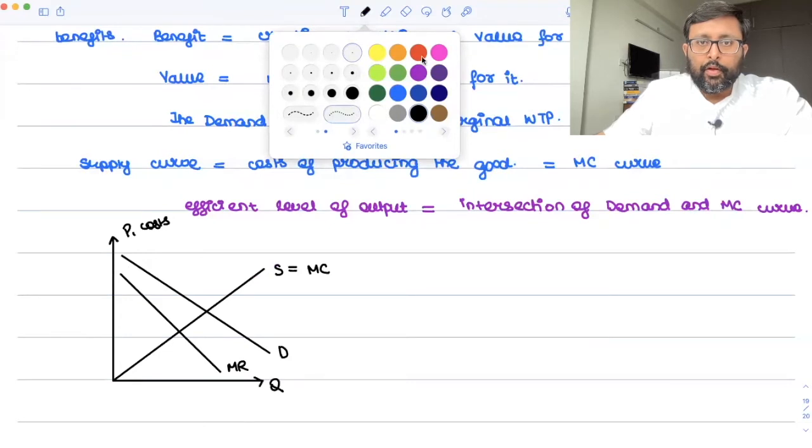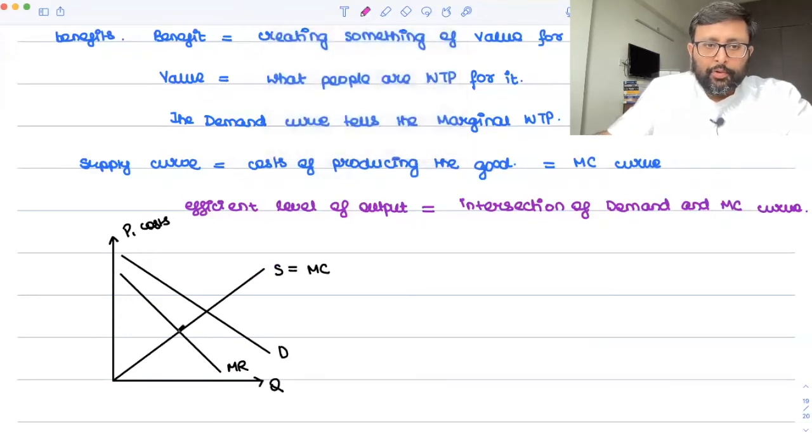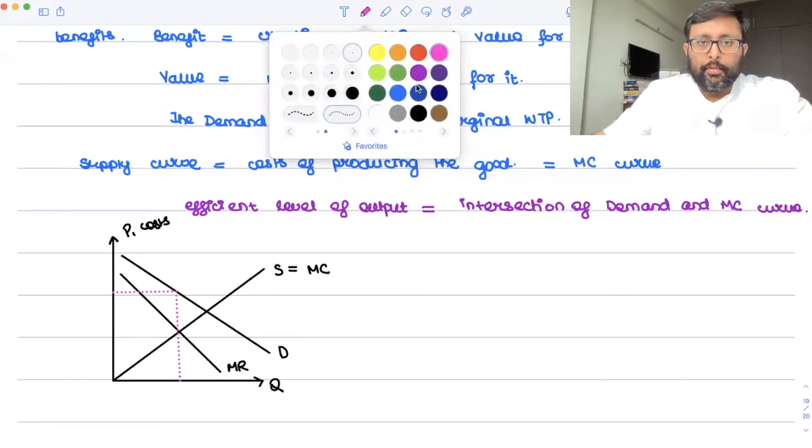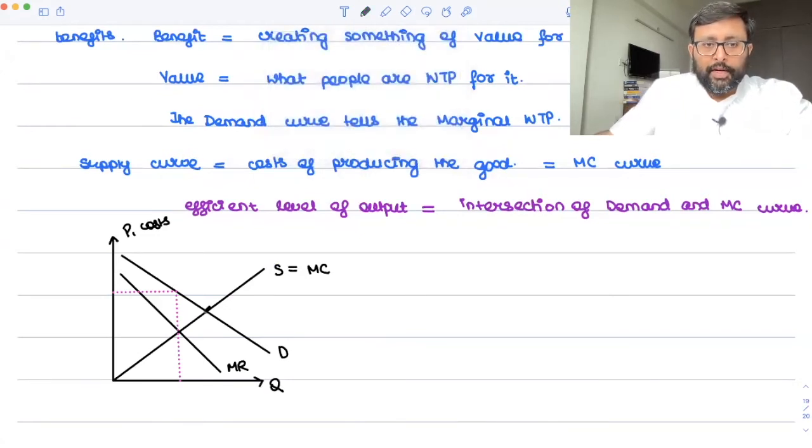Okay. Well, the monopolist is going to produce at the point where MR is equal to MC, right, at this point, and it is going to charge this price, right? While the competitive outcome is going to be where supply is equal to demand, and this is going to be the price.